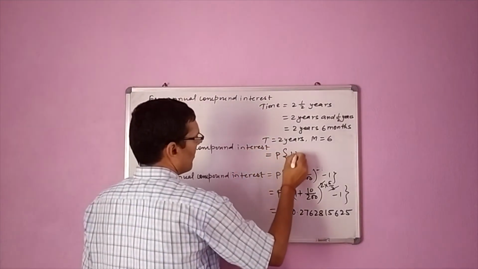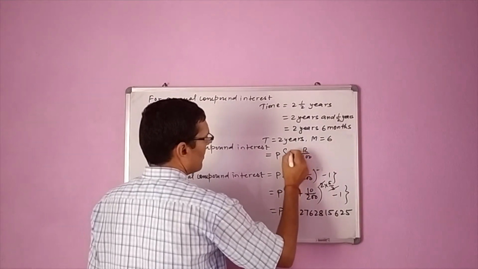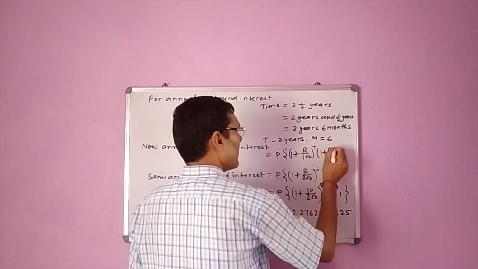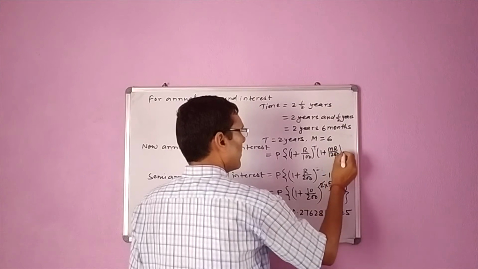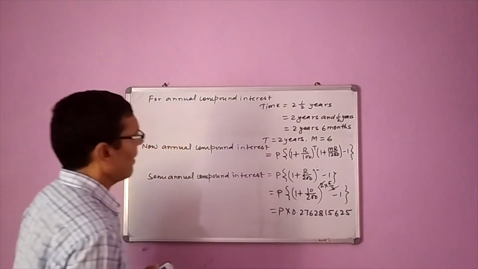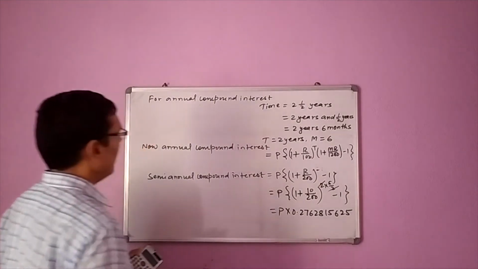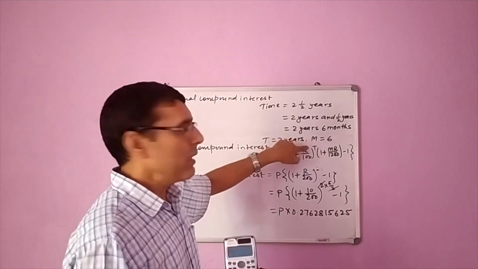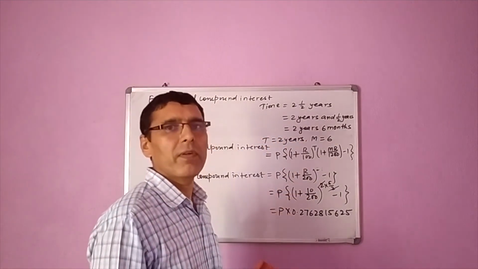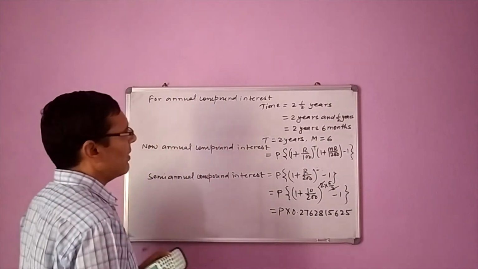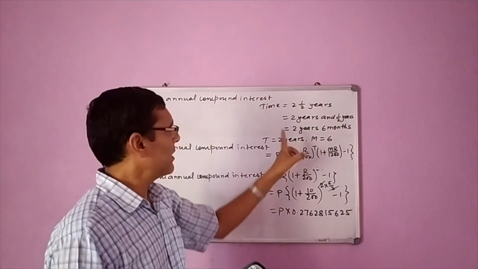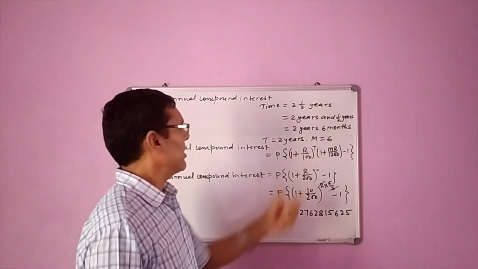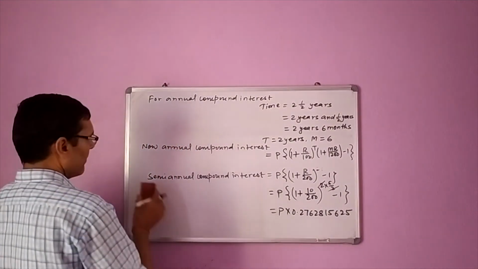We have the formula (1 plus R upon 100) to the power T times (1 plus MR upon 1200) minus 1. This is the formula to calculate the annual compound interest when the time is given in the form of a certain number of years and some number of months. When you do not have the complete number of years, when we have the time in this form, some number of years and some number of months, we use this formula to calculate the annual compound interest in this case.